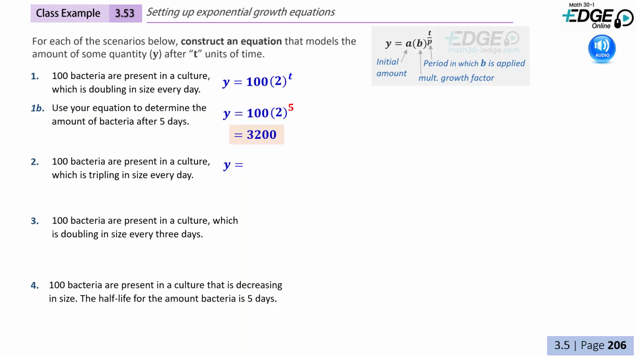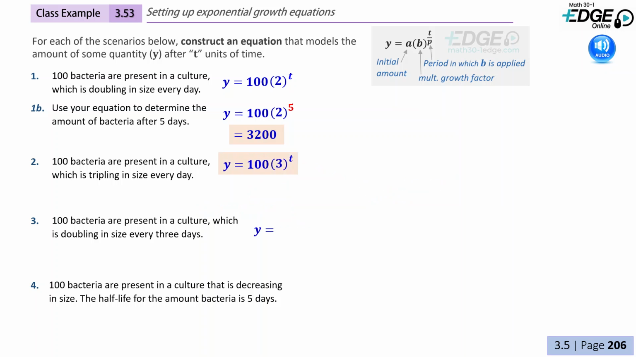Number 2, 100 bacteria are present in the culture, which is tripling in size every day. So we're still starting with 100 for our initial population. But now, since we're not doubling, we're tripling, our multiplier or growth factor becomes 3. And then we're still just to the power of t because it's tripling every day.